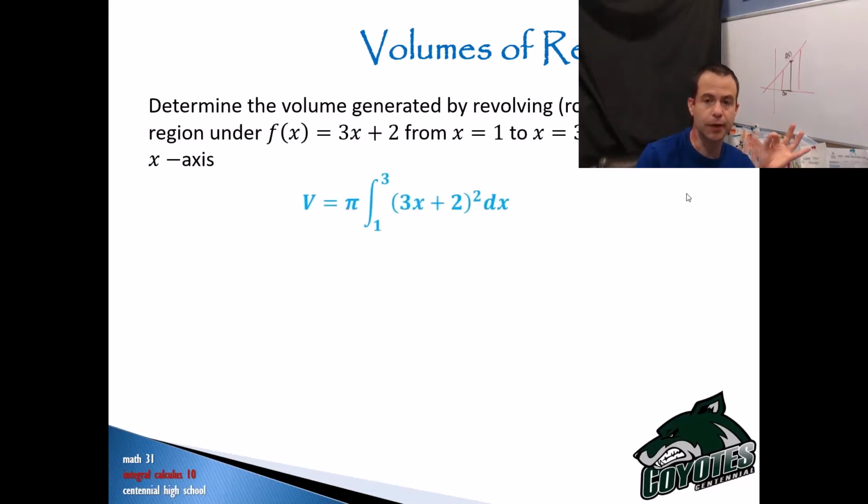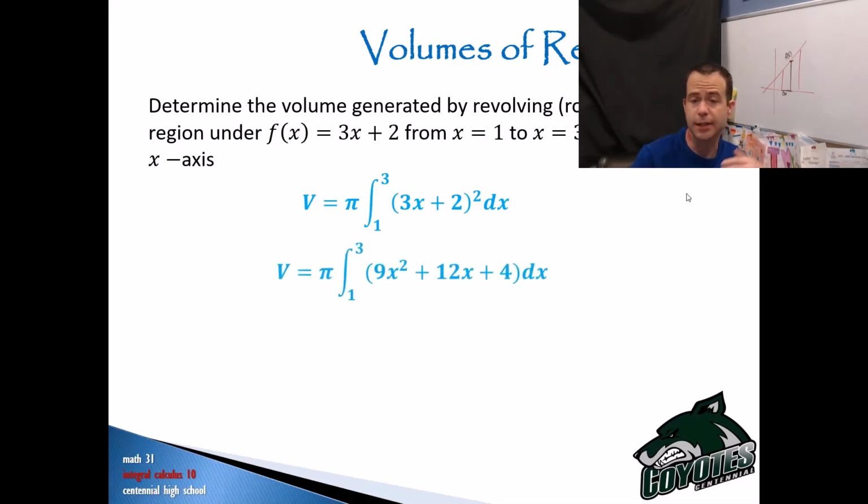So I end up with volume equals the integration of pi f of x squared. I'm just going to put the pi in the front, and we'll deal with him at the end. F of x is 3x plus 2, so now I'm just looking at 3x plus 2 squared. Let's figure out what that is. That'd be 9x squared plus 12x plus 4. And now I just need to integrate that.